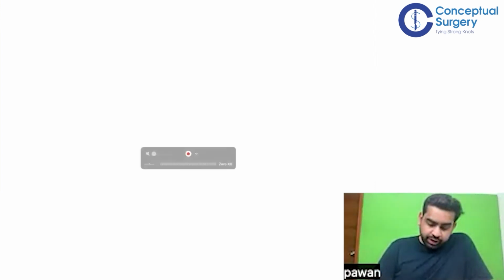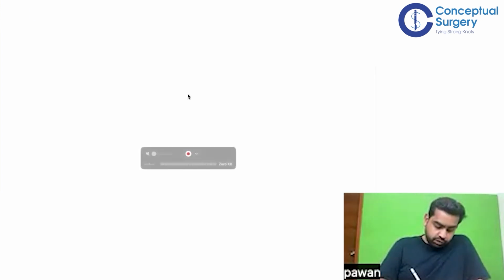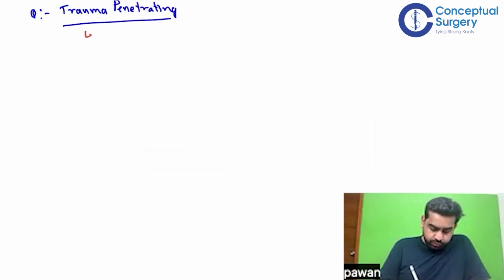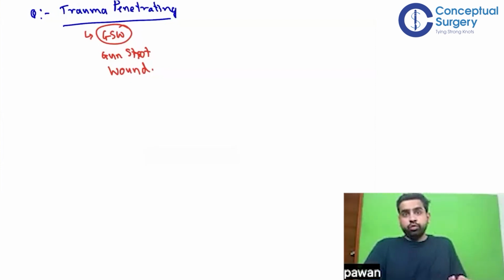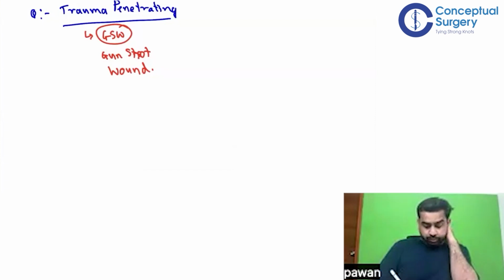What you need to understand is, let me give you a couple of scenarios. The first one is, let's assume that there is a patient after penetrating trauma, and the patient has come to you after a GSW. What is a GSW? This is basically a gunshot wound. The patient has come to you with a gunshot wound to the anterior abdomen.